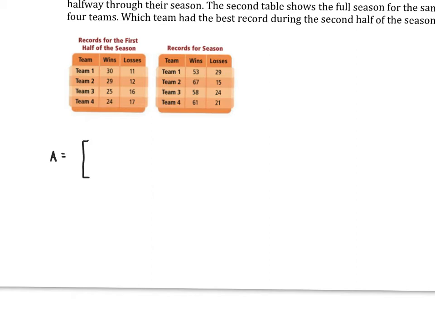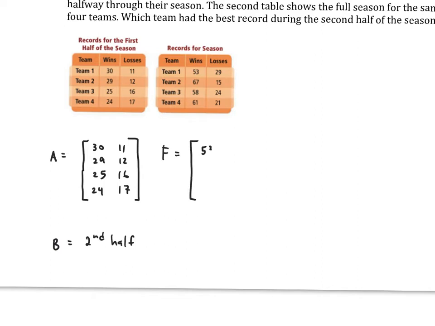and when I set that up, I get a 30, 11, 29, 12, and clearly I need to make this larger, so erase that, and 25, 16, and 24, 17. Now I can make my bracket. B, we don't know what B is, right? B is the second half. And let me call this one over here F for the full season. And what's this going to look like? Well, same numbers as we see there. And just write them all down. 15, this one's a 58, 24, and this is a 61, 21.